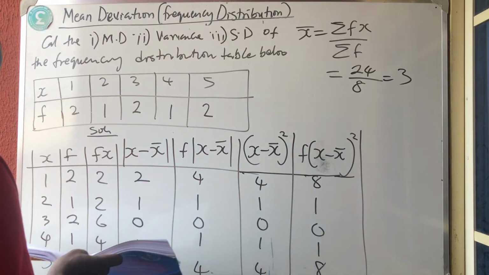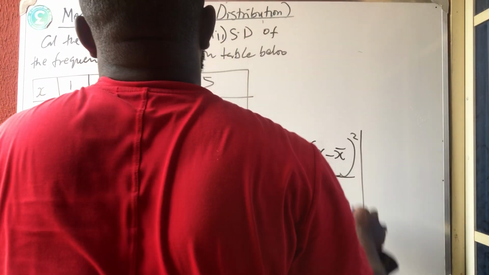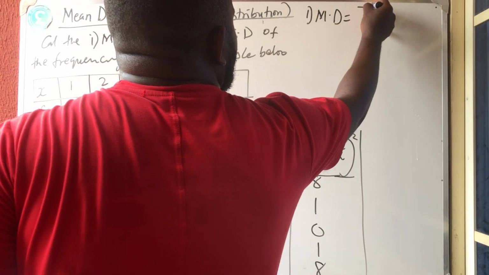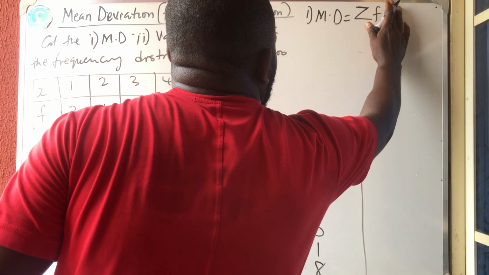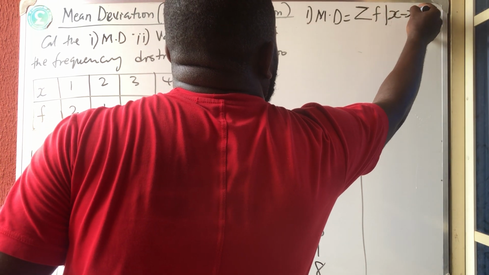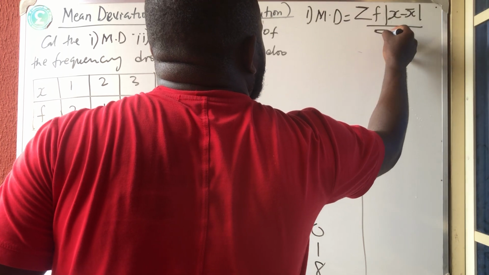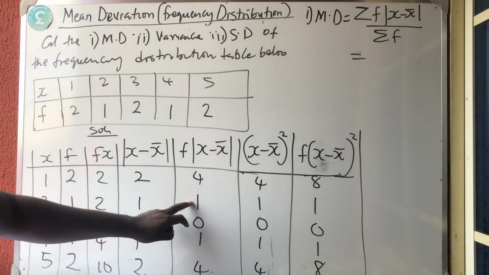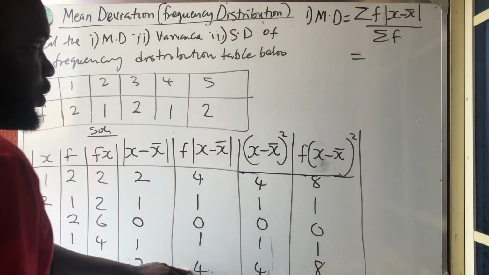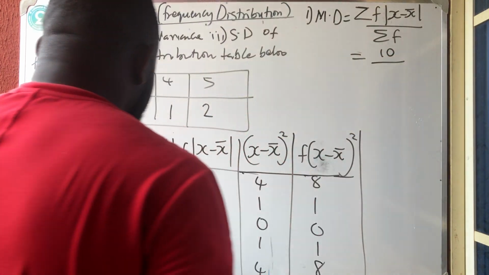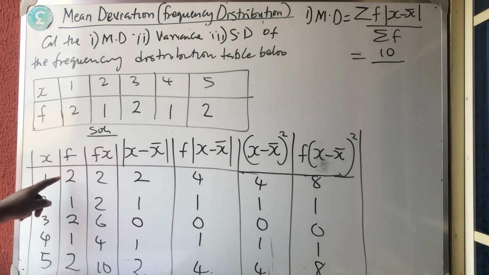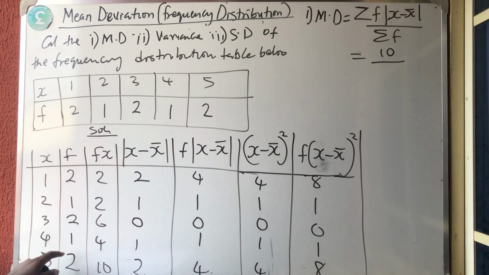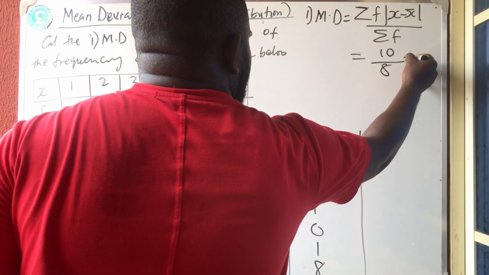So your answer now becomes, the first thing they say you should calculate is what? Mean deviation. Mean deviation is simply the summation of f into the absolute value of x minus x bar, all over what? Summation of f. So sum this one, get the summation. 4 plus 1, 5, 6. 6 plus 4 is 10. So I have 10 divided by, what did I get as summation of f? 2, 3, 4, 5, 6, 7, 8. 8. So I'm having 10 divided by 8.